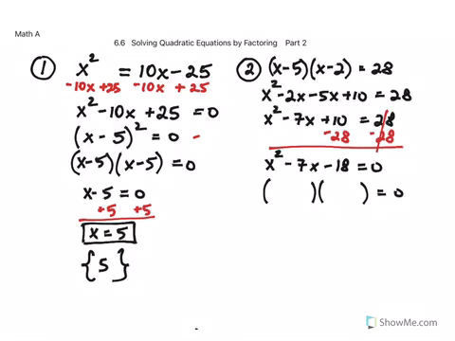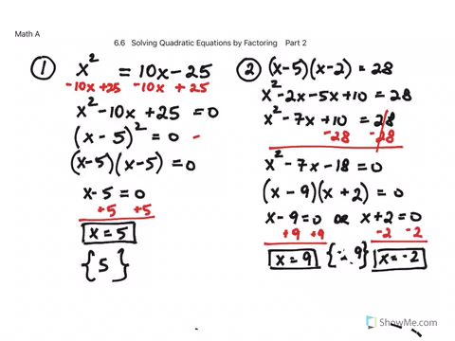I will use the trial and error method to factor this trinomial and get x minus 9 multiplied with x plus 2 equal to 0. Now set each factor equal to 0 and solve these two equations. The two solutions are -2 and +9.